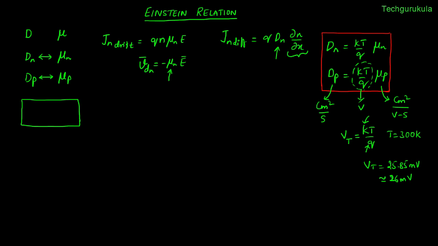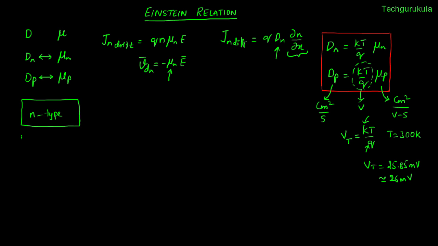Now we're going to derive and prove this relation. If you're not interested in the derivation, you can stop watching the video at this point. To prove this relationship, we need both the currents, the diffusion and drift currents, to be present in the semiconductor. So in order to have that, I'm taking this piece of semiconductor and I'm going to dope it with pentavalent atoms, so that this semiconductor would become n-type.